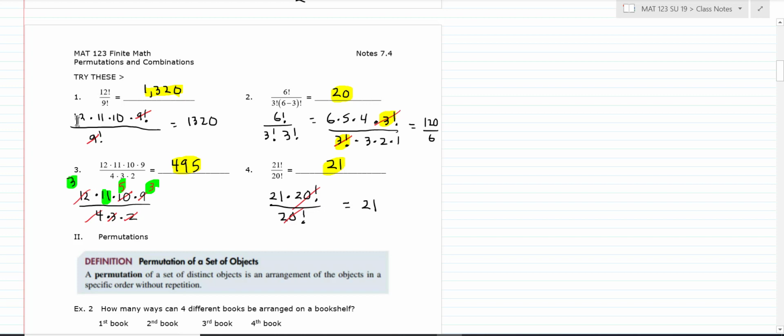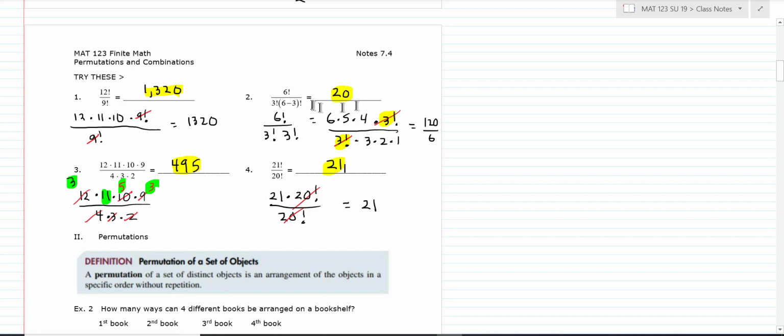So I did the 12 factorial. I wrote it out as 12, 11, 10. Then I stopped at 9 factorial so it would cross out that 9 factorial. So you end up with 12 times 11 times 10. 12 times 11 is 132. 132 times 10 is 1320.